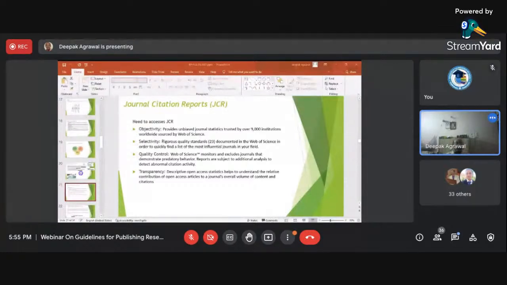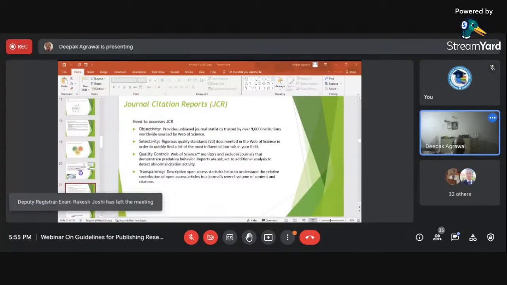What do they focus upon? The objectivity of the JCR, which provides unbiased information that has been tested by 9,000 institutes worldwide, sourced by the Web of Science. All this content is taken from the site of JCR, that is Web of Science. They have a rigorous process. I told you there are 23 standards they follow, and accordingly they approve the journal. So definitely it's a prestigious point to get a paper published in such approved journals.